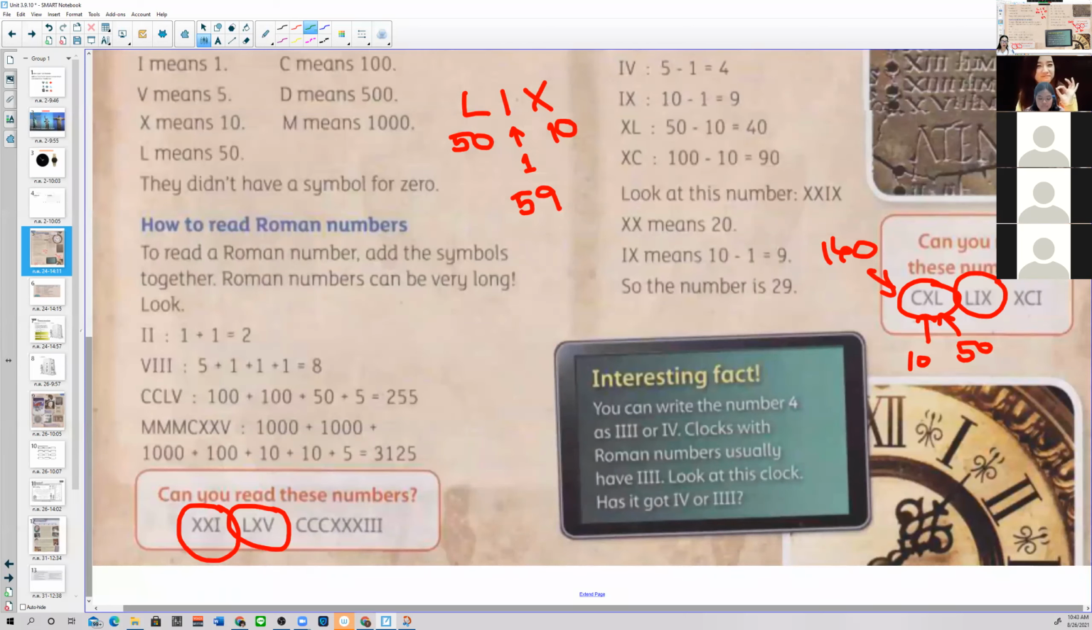How about XCI? Look for the symbol that is smaller. If it's smaller than the bigger one, you have to subtract it. How much is XCI?